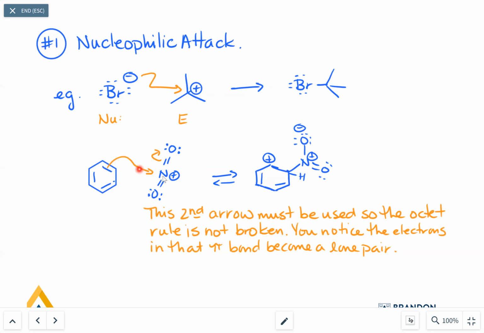Pi electrons attack the plus nitrogen. These electrons move on to the oxygen, and you're going to make a nitro group on an aromatic ring.